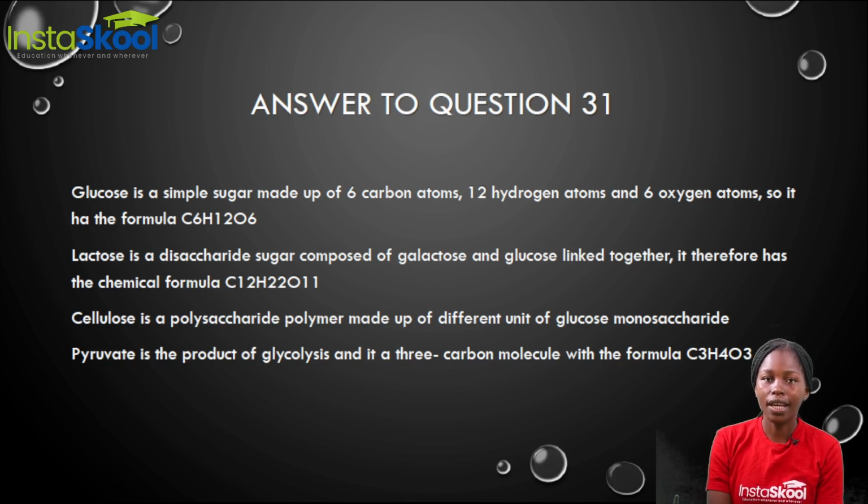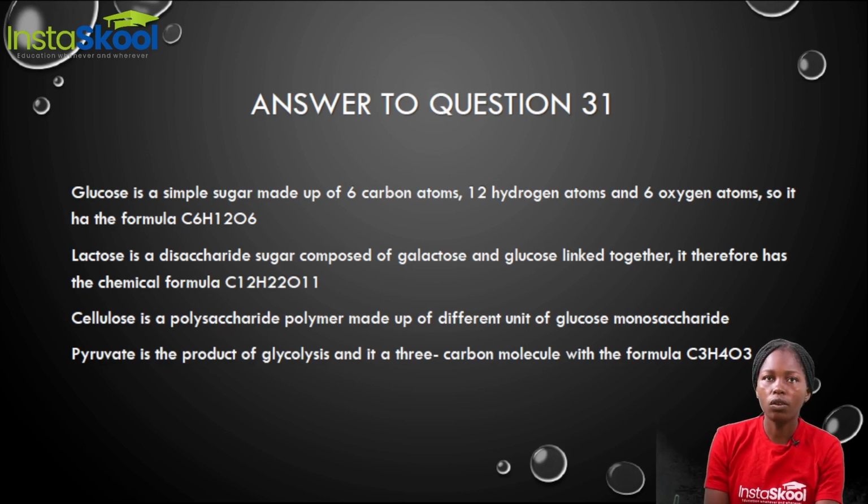Now what about lactose? Lactose is a disaccharide sugar. Why do we say it's a disaccharide? Because it is made up of 2 monosaccharides, that is glucose and galactose. These 2 monosaccharides are linked together to form a disaccharide known as lactose. So the chemical formula for lactose is C12H22O11, that is 12 carbon, 22 hydrogen, and 11 oxygen.